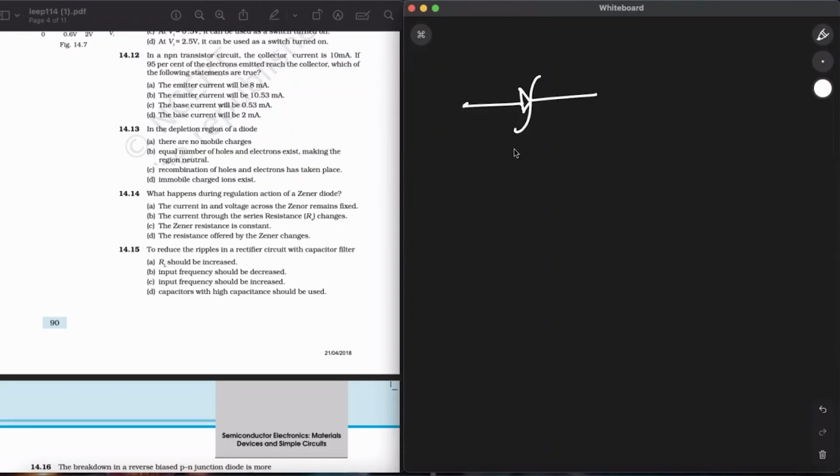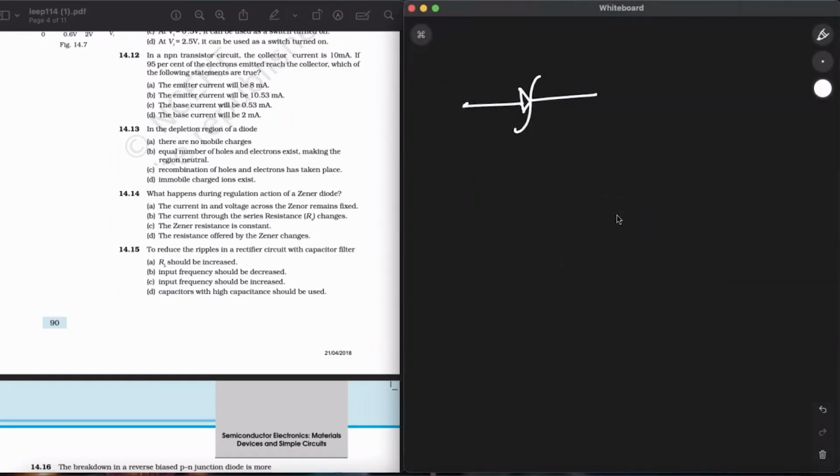Okay, first of all, this is an important one. A Zener diode, when in the reverse bias condition, will offer a constant voltage drop across its terminals as unregulated voltage. During regulation action of a Zener diode, the current through the series resistance RS will change, and the resistance offered by the Zener also changes. So the current through the Zener changes, but the voltage across the Zener remains the same. So option B and option D are correct for this.